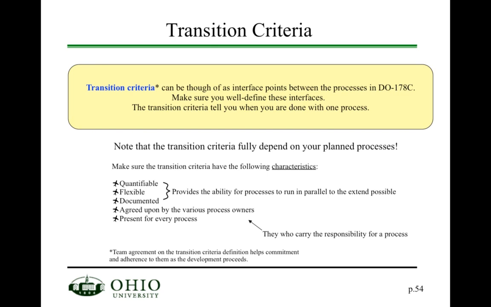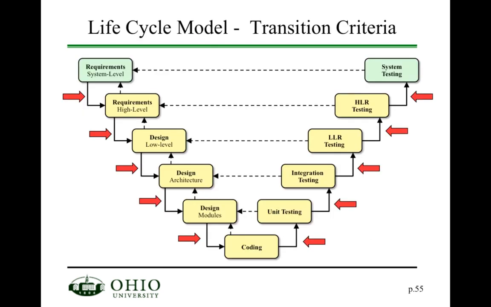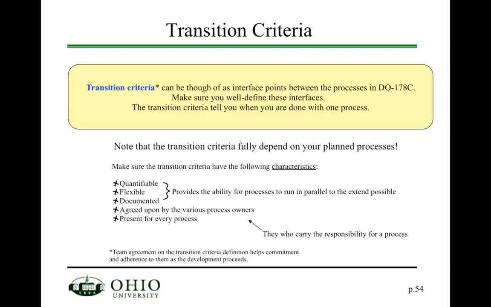And this doesn't necessarily mean that you have to be complete with all the high-level requirements. You can say, I'm going to just finish some of them and then start already going to a higher detail. But you need to document this transition. Of course, you need to make sure that everybody agrees. You transition from one process to the next, and both the process owners, the people that are in charge of these processes, must agree to that, and you must present that for every process, of course.